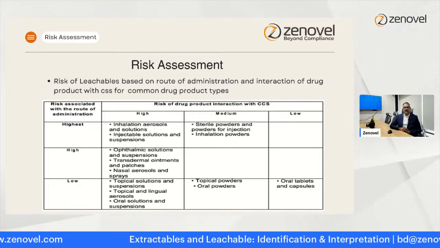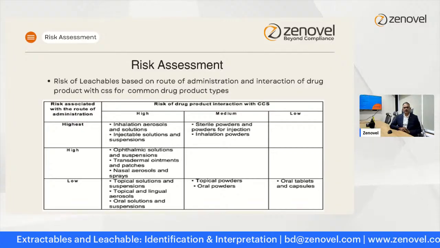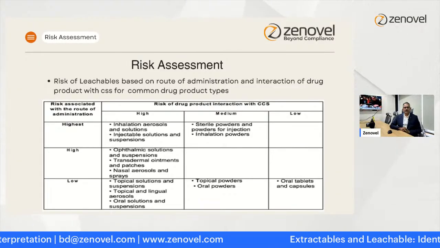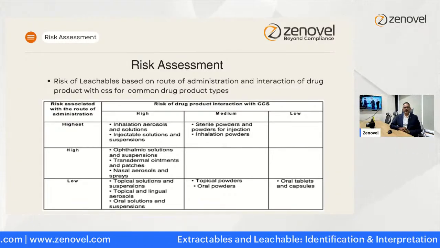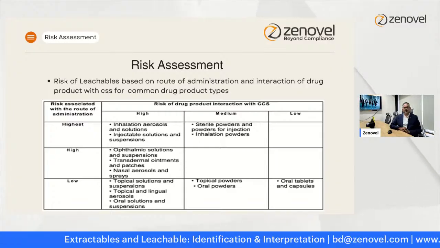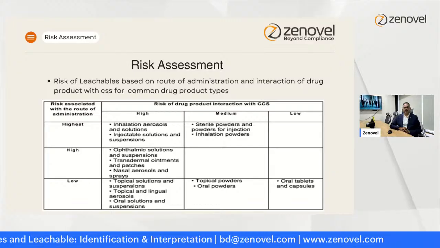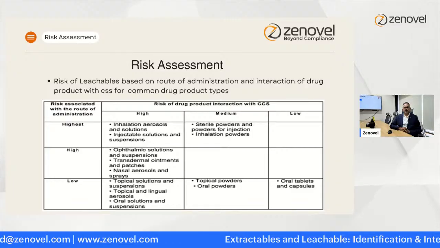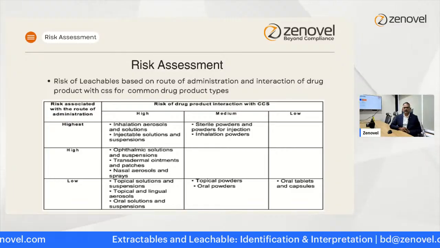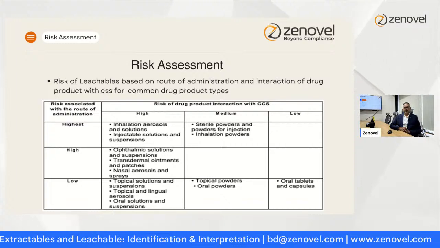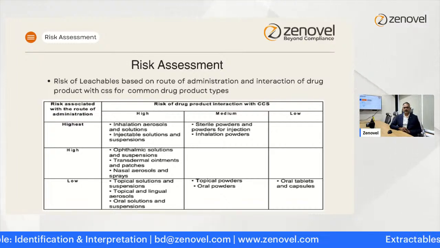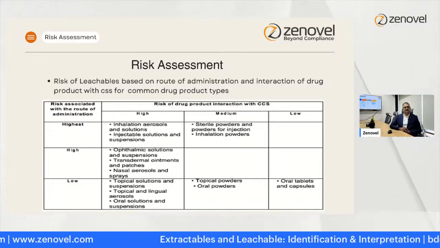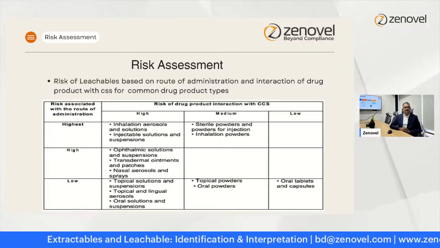So, risk associated with the route of administration versus risk of drug product interaction with the CCS. When the risk associated with the route of administration is highest, and we are using formulations like inhalation aerosols and solutions, or injectable solutions and suspensions, then the risk for drug product interaction with the CCS is very high. And when we are using sterile powders and powders for injections or inhalation powders, the risk of drug product interaction with the CCS is medium.